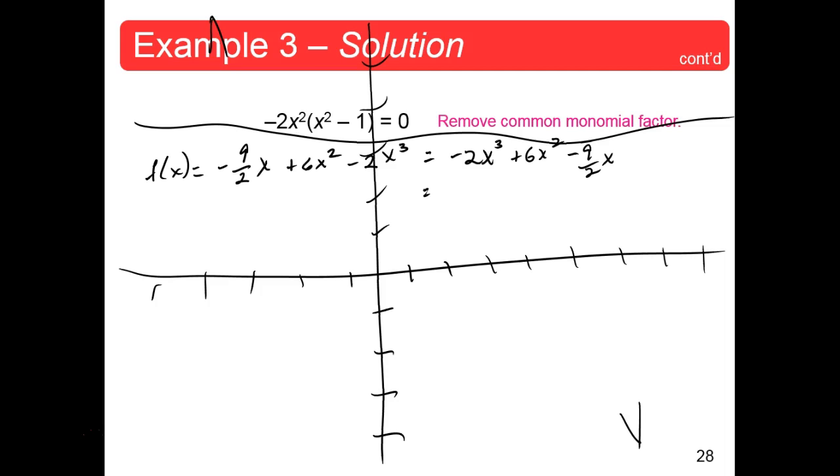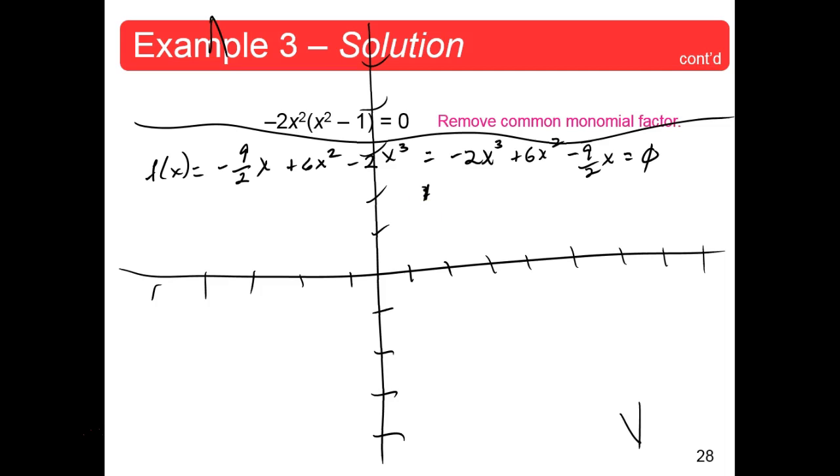Okay. Let me do another timeout here. Actually, before we start factoring, we ought to set this equal to 0. We ought to do that first because we only factor equations. We don't factor functions normally. I mean, we could. But let's factor the equation.